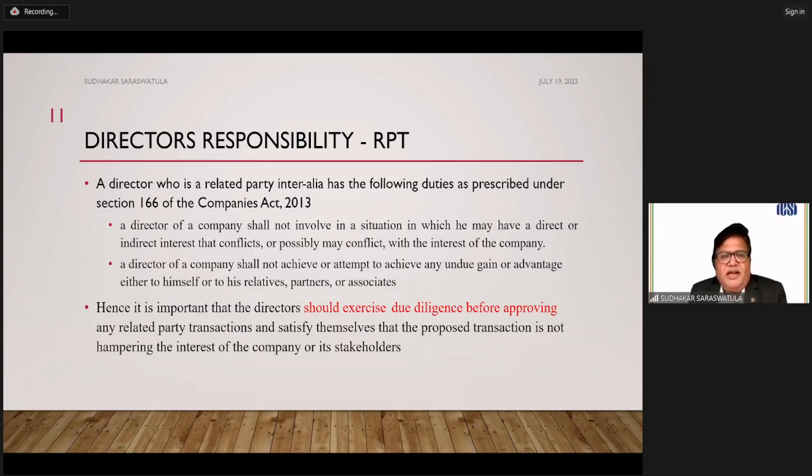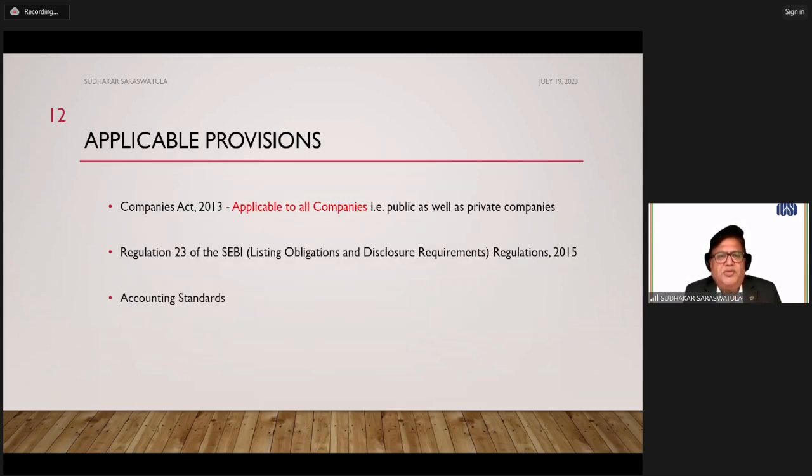A director of a company shall not achieve or attempt to achieve any undue gain or advantage either to himself or to his relatives, partners, associates. That means at the cost of the shareholders and stakeholders of the company, he should not get any kind of benefit either for himself or for any of the people in whom he has any kind of interest. So it is very important for the directors to exercise due diligence before approving any related party transactions. And it is also the responsibility of other directors and the KMPs to ensure that if any director's conflict of interest is there, it is properly addressed too.